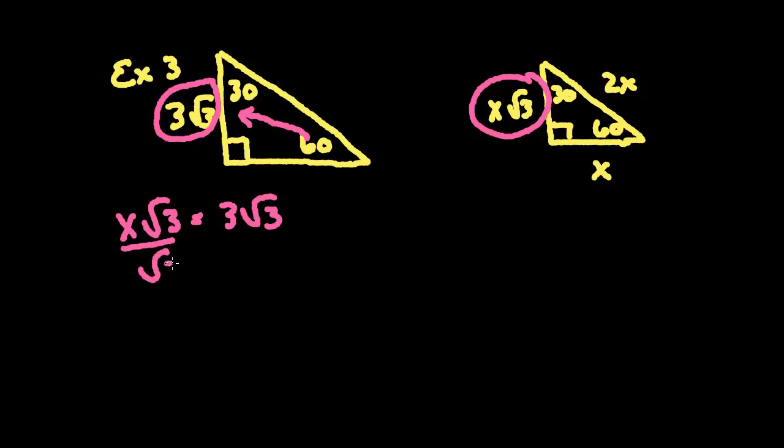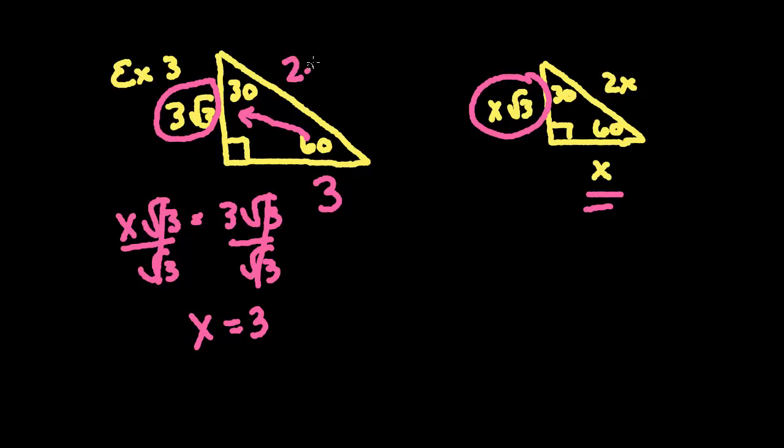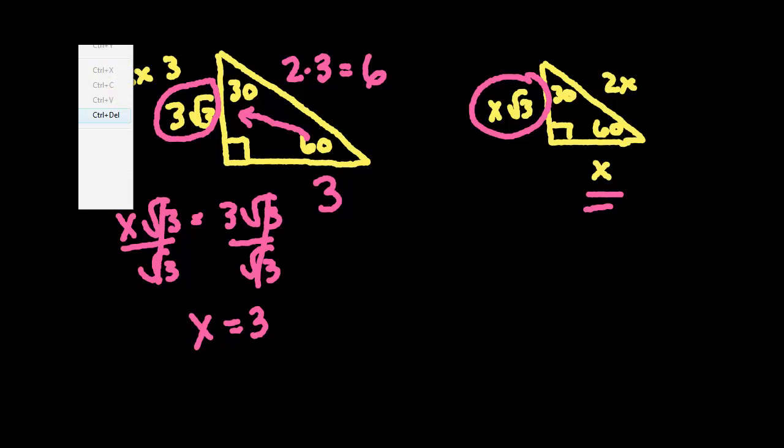So if I just divide by square root 3 to solve for x, I can see that x is equal to 3. So that means this side down here is x, so it's 3. And this side up here is 2 times x. 2 times 3, or 6. All right, let's do another one. We'll redraw our template.